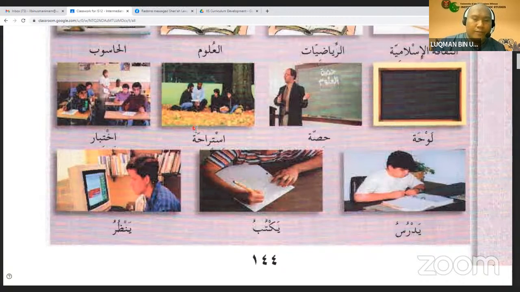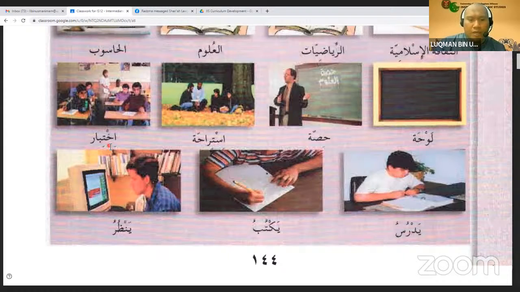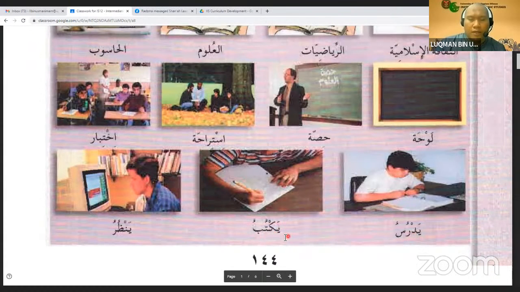Recess or break time. Istiraha, from the word raha, to take a break, to relax. Ikhtibar, examination. Yadrus, he studies. Yaktub, he writes. Yanzur, he looks at.